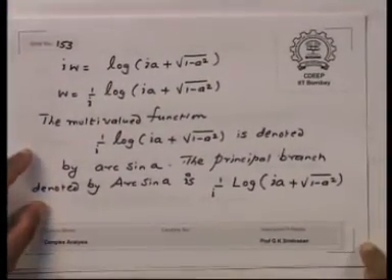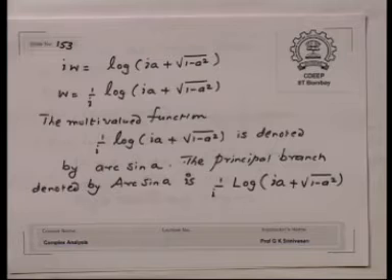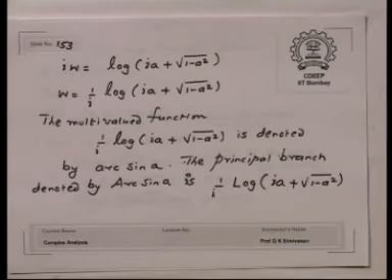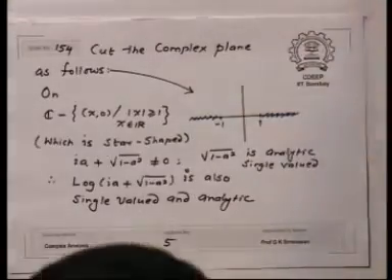Now this is a rather strange expression, 1 over i log of ia plus root of 1 minus a squared. You are going to be worried about whether it is a single valued function or a multivalued function, whether it is differentiable, whether it is analytic, what is the story? This looks like a monster. So we want to understand this slightly.